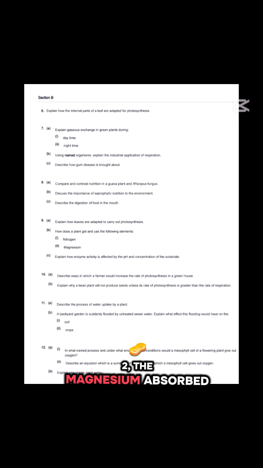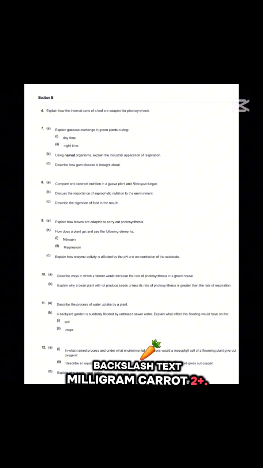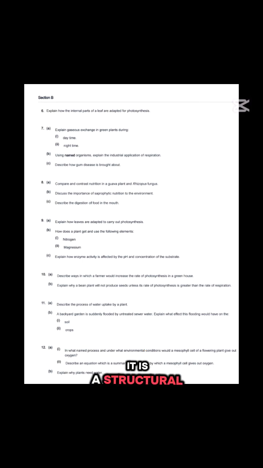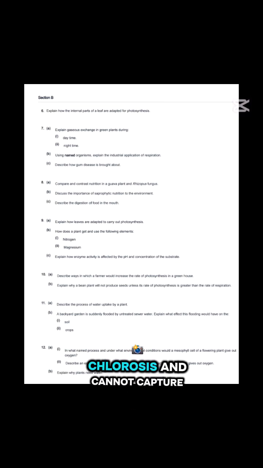2. Magnesium, absorbed from the soil as magnesium ions, Mg^2+. It is a structural constituent core of the chlorophyll molecule. Without it, plants develop chlorosis and cannot capture light energy.